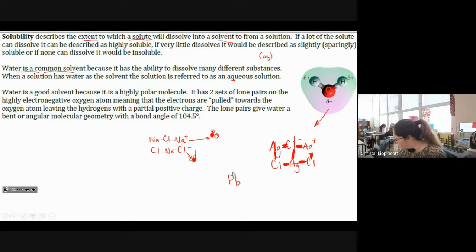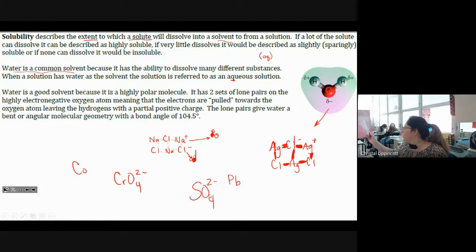What else? There's other ones too. And for a lot of your polyatomic ions, like your chromates, they're typically going to be insoluble. So you'll see that a lot of times for those. Cobalt is typically one that's insoluble. Sulfate is common too for being insoluble. And if you go back to this chart that we gave you, if you were able to keep that, PO4 3- was another one.